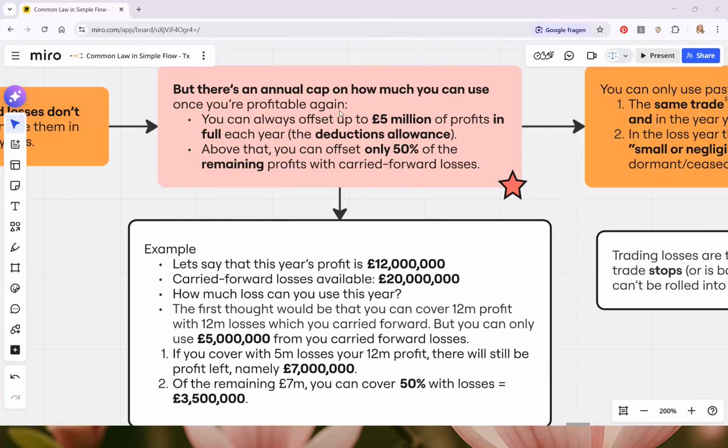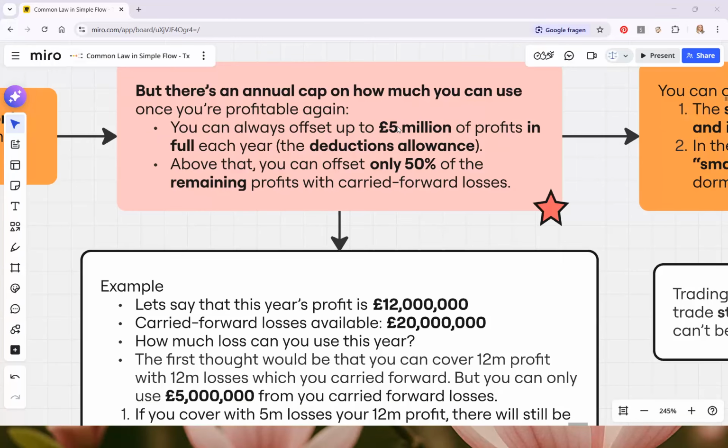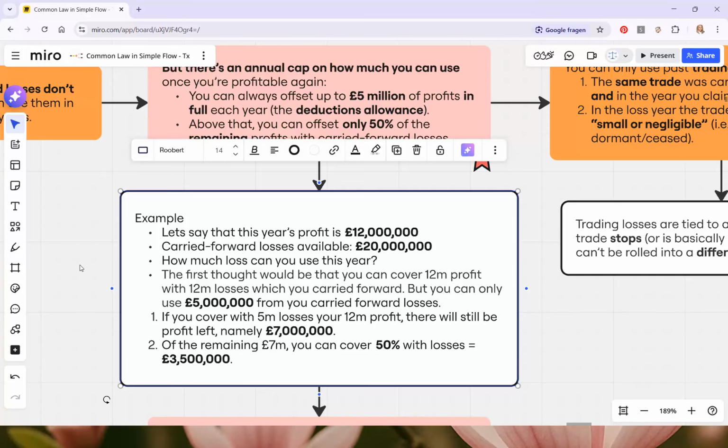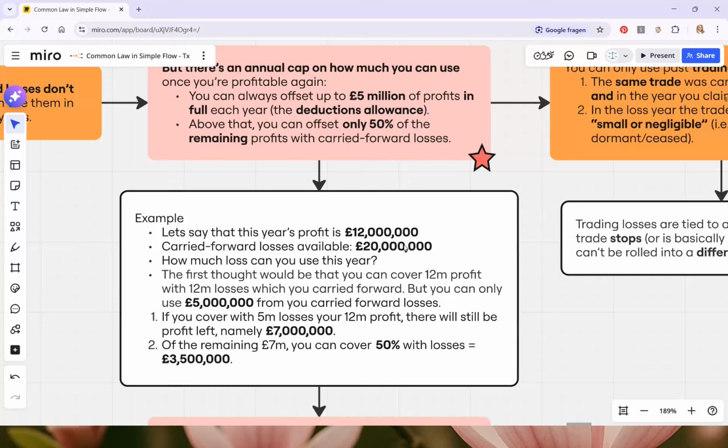First of all, you remember that you can always offset up to 5 million profits in full, each year. Above that, you offset only 50% of your remaining profits with carried forward losses. So our first step, we're checking how much profit we have made this year. This is 12 million, sorry. And here we can deduct from our carried forward losses of 20 million only 5 million. So that means we have 12 million minus 5 million. We have now 7 million. And the remaining 7 million we can cover with 50% losses, and it would be 3.5 million.